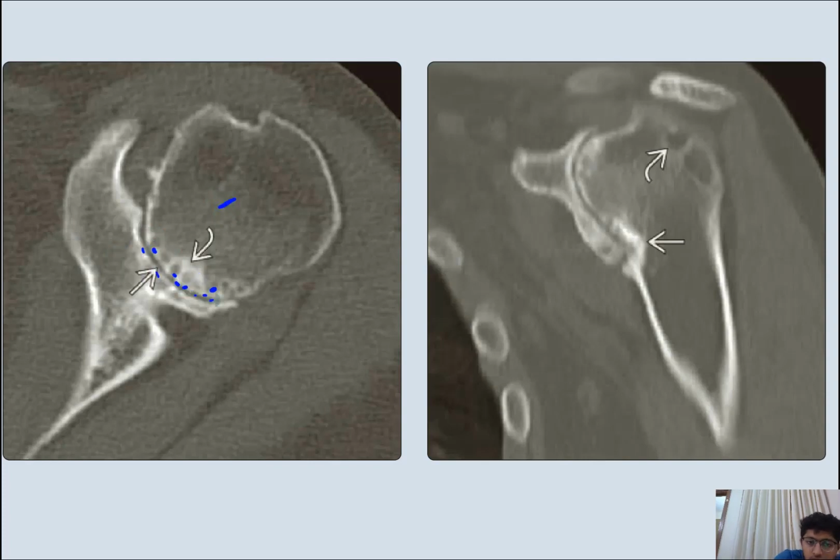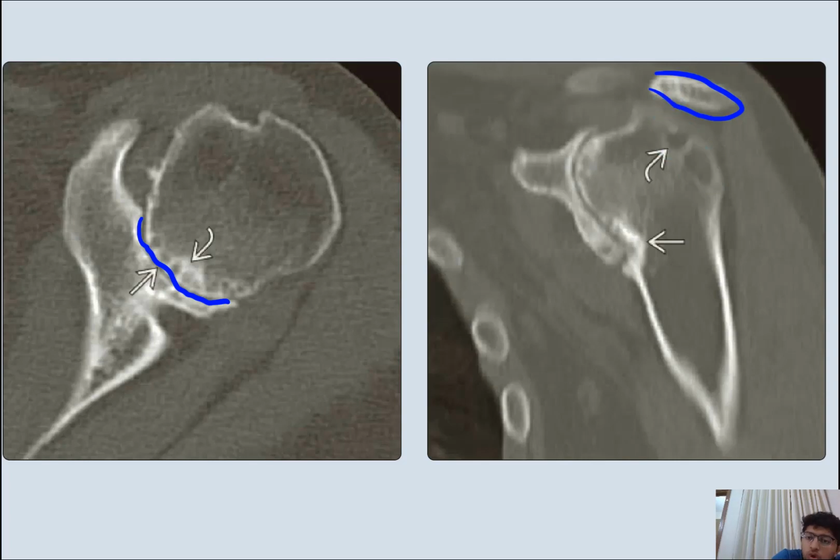Now if you see the image on the right side, what we can see is there is a loss of joint space. Even in the previous image there was a loss of joint space. Subchondral cysts are present. Also see, this is the acromial process. There is no space between the acromion and the head of the humerus.